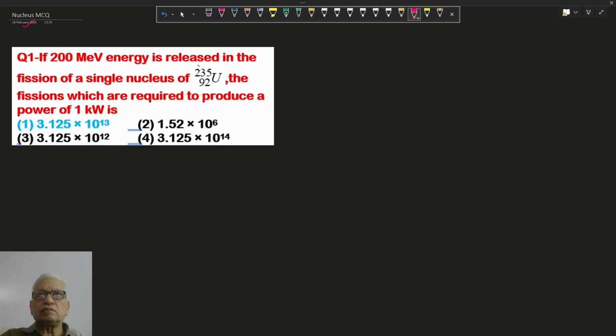In uranium-235, a single fission of a nucleus will give 200 million electron volt energy. Then 1 kilowatt means 1000 joules per second. What is the number of fissions required? So this is the question. Now in the question, one fission of uranium is equivalent to an energy of 200 million electron volt. So 1 kilowatt is the power, or 1000 joules per second.